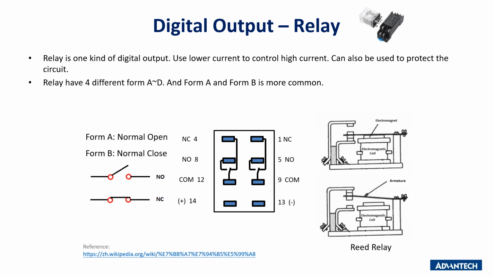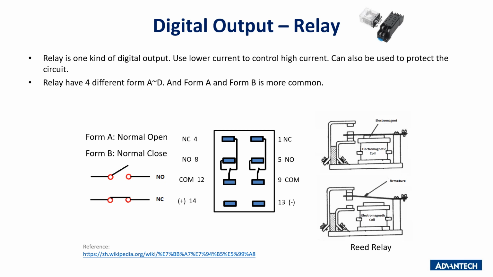For digital output, another representative device is the relay. A relay is one kind of circuit controller. There are solid-state relays, SSR, reed relays, and so on. With a relay, we can use lower current to control high current. It can also be used to protect the circuit.